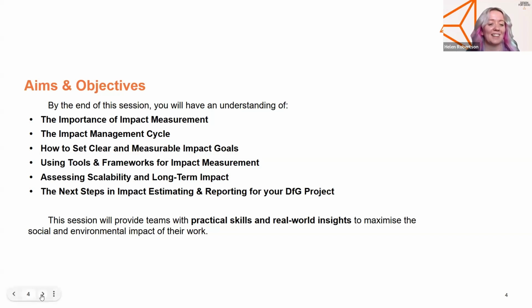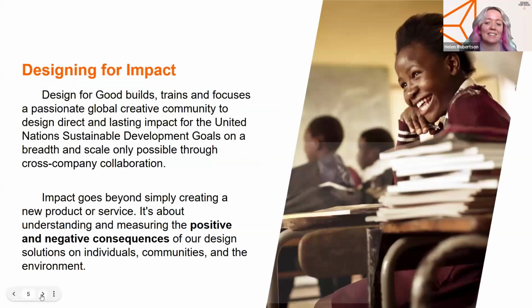So if we move to the next slide. As you know, Design for Good is all about building, training, and empowering a passionate global creative community to design solutions that create direct and lasting impact for the United Nations Sustainable Development Goals. This is only possible through cross-company collaboration, working together on a scale that drives meaningful change.